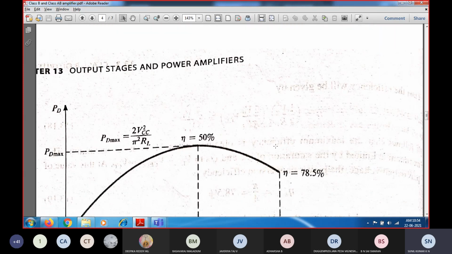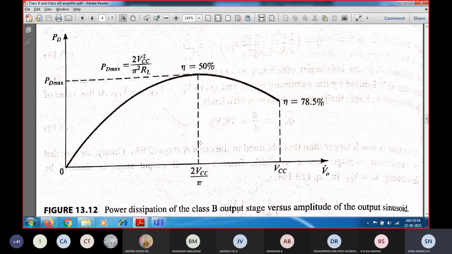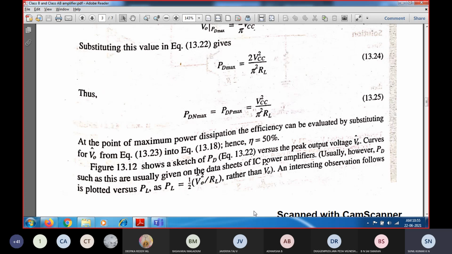So you can plot the figure. You can see the power dissipation keeps on increasing up to here, and when the output voltage is equal to 2 VCC by pi, you get the maximum power dissipation, with a conversion efficiency of 50%. As you increase the output voltage, when the output voltage is equal to VCC, you get the maximum conversion efficiency of 78.5%. So this is for the maximum power dissipation and efficiency.